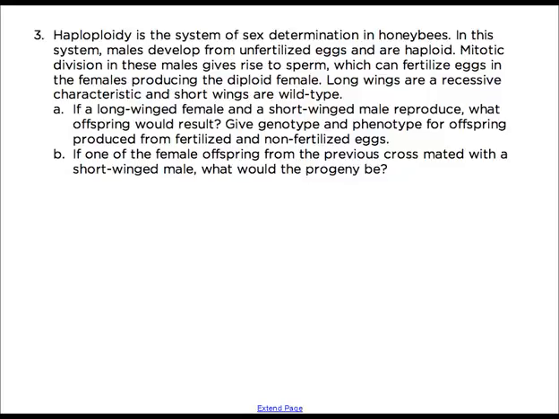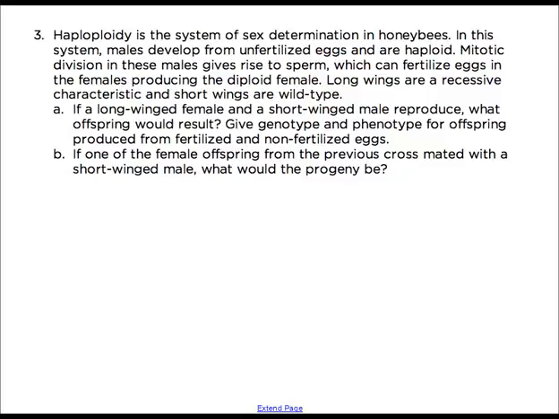Haplodiploidy is the system of sex determination in honeybees. In this system, males develop from unfertilized eggs and are haploid. Mitotic division in these males gives rise to sperm, which can fertilize eggs in the females, producing the diploid female. Long wings are a recessive characteristic, and short wings are wild type.